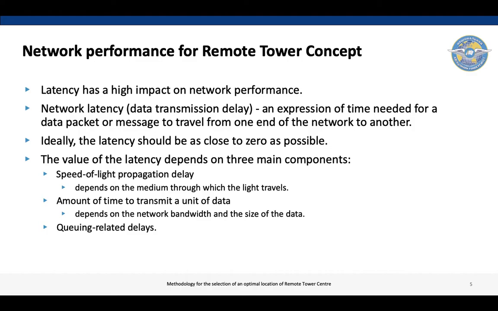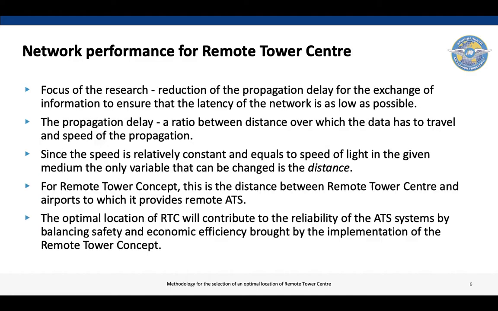And the value of the latency depends on three main components. Speed of light propagation delay, that depends on the medium through which the light travels, amount of time to transmit a unit of data, that depends on the network bandwidth and the size of the data, and the queuing related delays that can depend on the software or the hardware that is used to transmit the data. In this research, we are focusing on the reduction of the propagation delay for the exchange of information to ensure that the latency of the network is as low as possible.